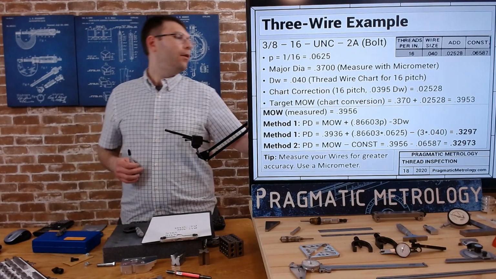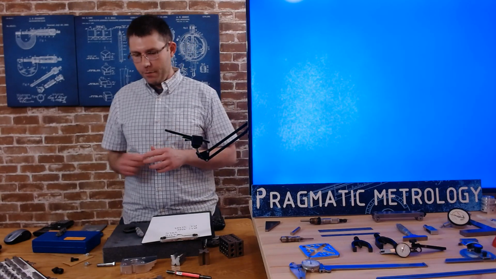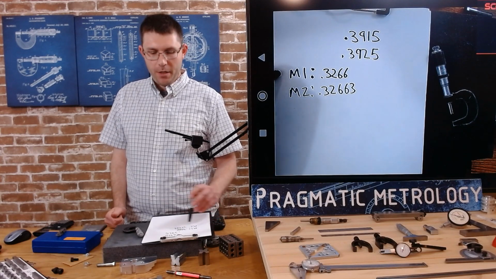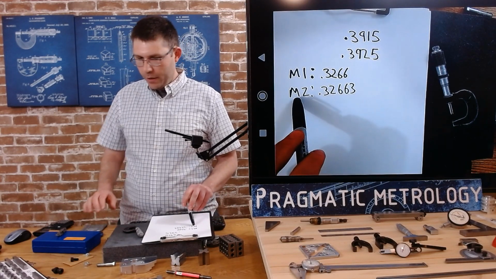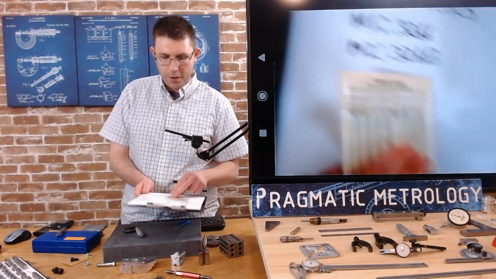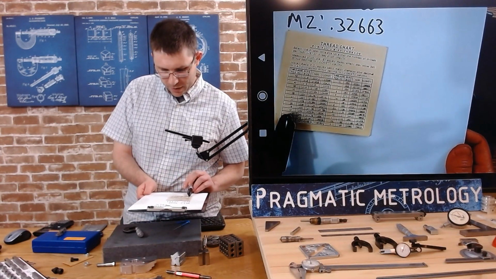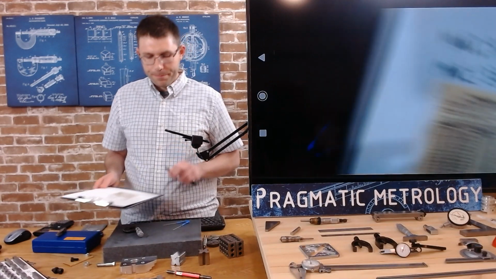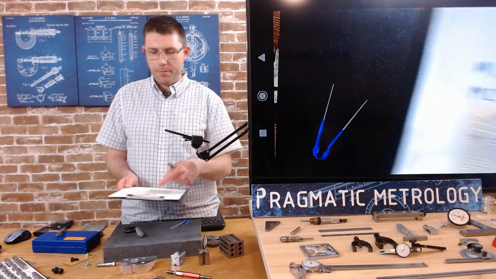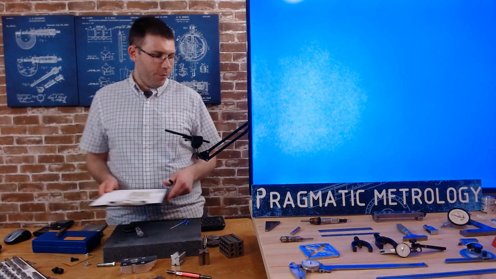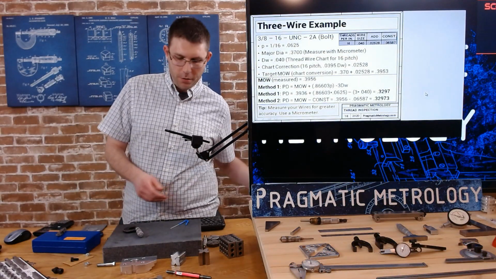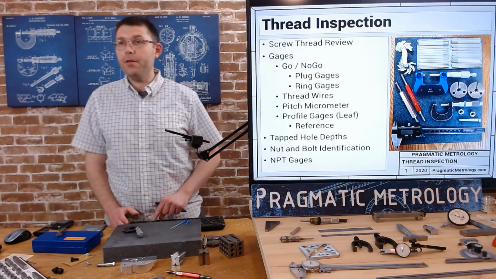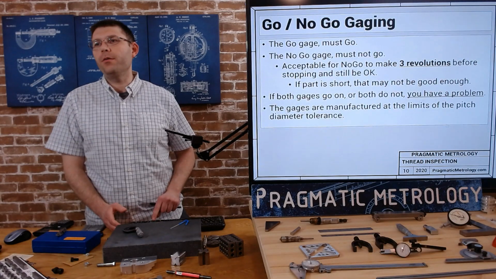So flipping back to the secondary camera so you can see my calculations. When I use the long formula that I showed you at the beginning, I get 0.3266. When I use the thread wire constants and charts, when I used 16 pitch, 0.06587 in that formula, I end up with the same result. So however you want to approach it, feel free to choose what works for you. But be careful not to mix up methods and work with the wrong numbers.